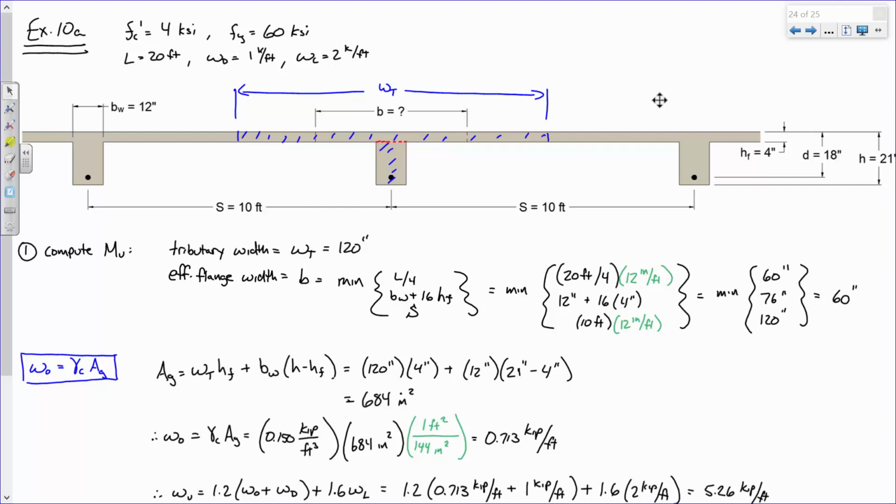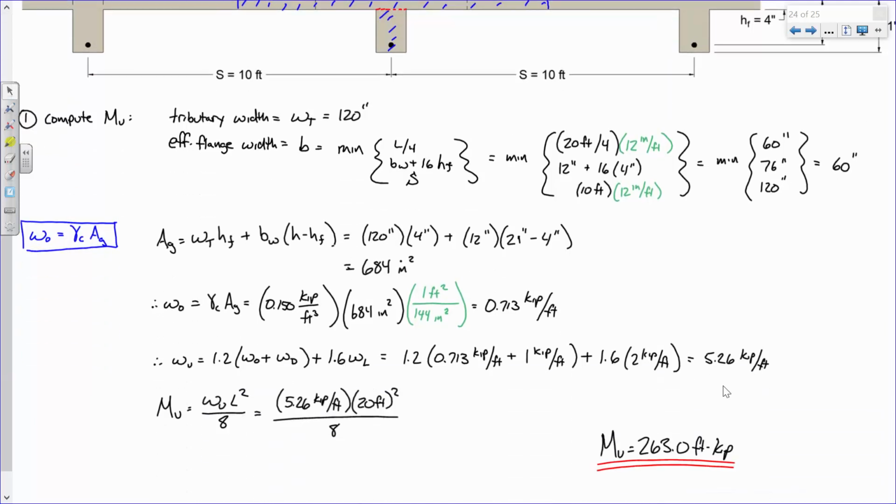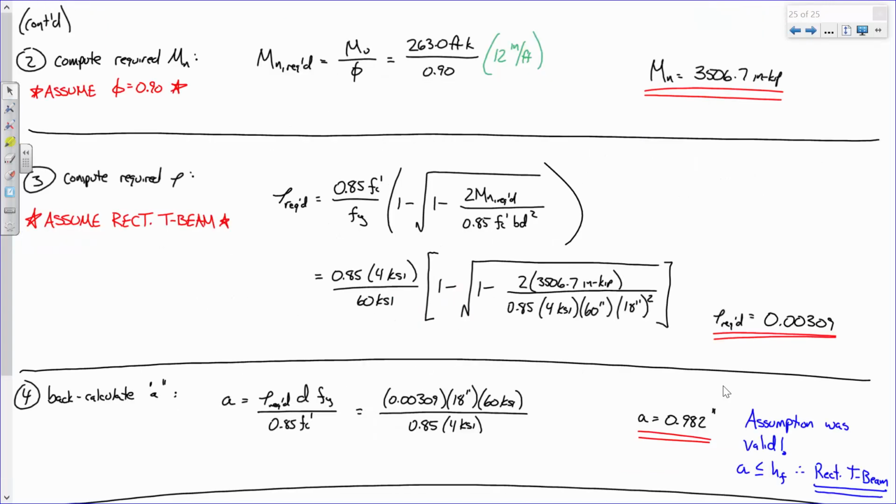Compute Mu, and that can be kind of involved. Ultimately we got 263.0 foot-kips, and in our next example, I'm just going to give that to you to skip a lot of this since we've already done it in previous problems. Next, you compute the required Mn, convert that to inch-kips, and then figure out, if it's a rectangular T-beam, how much reinforcement you need. That's our reinforcement ratio.